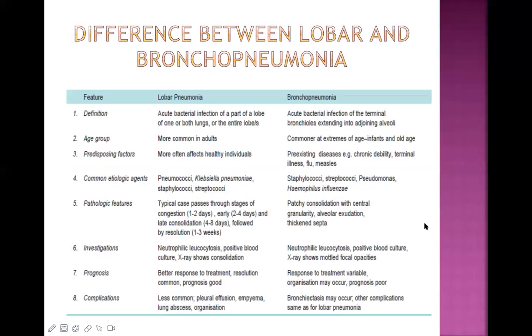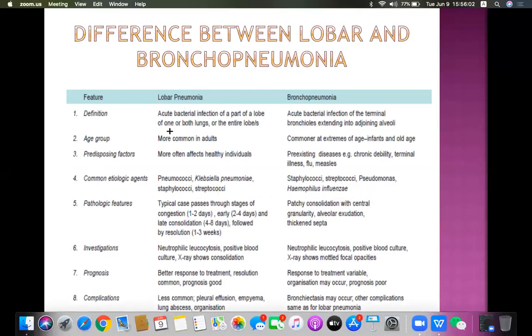Now there's a table which I picked from a textbook, so it is a very informative one. All points may not be very important, so let me highlight which are the important points or must-know points for you. Okay, let me underline them. Now here, definition is important, and by this time many students know lobar pneumonia: acute bacterial infection of a part of a lobe, of one or both lungs, or the entire lobe. So the whole lobe is affected.